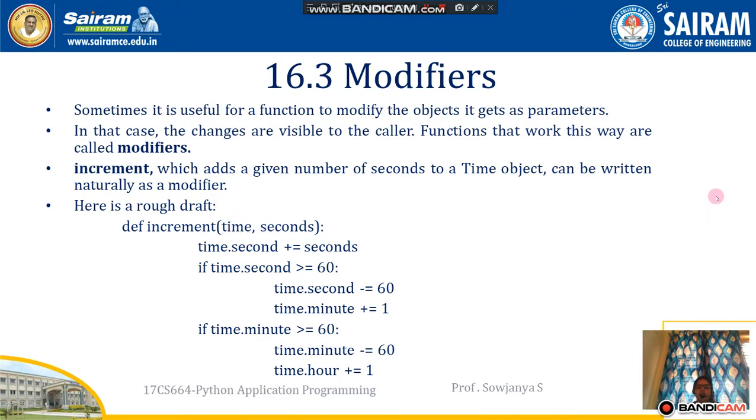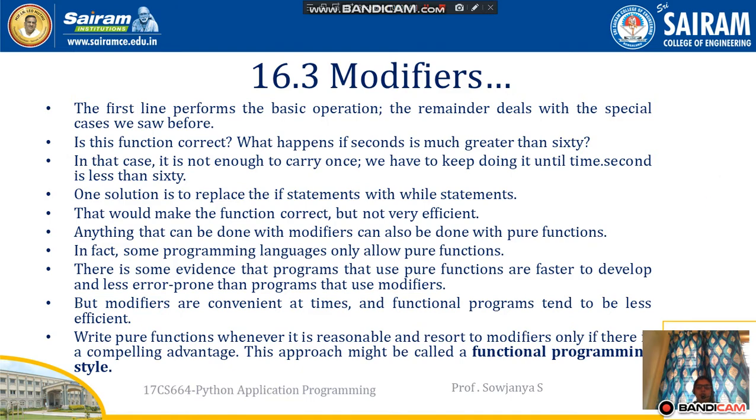Now, what it was doing is that the first line performs the basic addition operation, and the remainder deals with the specific cases we discussed earlier. Is this function correct? Think about how we can use this function. What happens if seconds is much greater than 60? There are cases where seconds can be greater than 60.